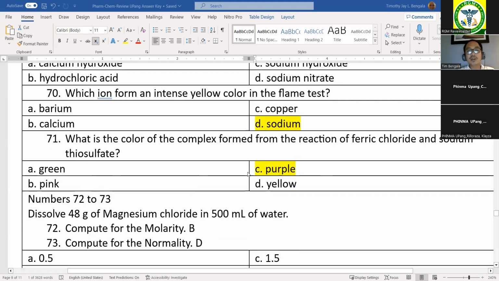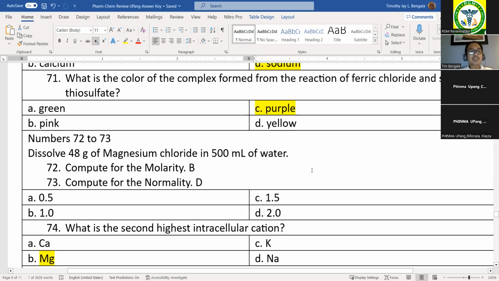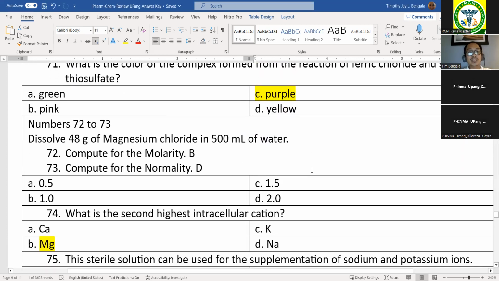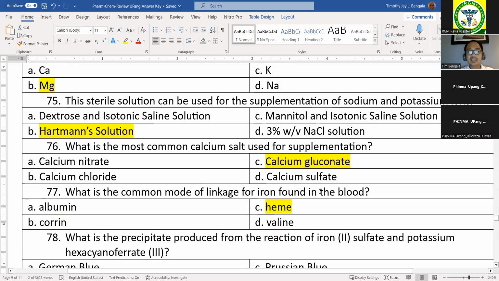So what is the color formed from the reaction of ferric chloride and sodium thiosulfate? Ito yung dithiosulfato complex. This is yung purple complex. So kay ferric chloride, merong pula, which is yung thiocyanate. Saka thiosulfate naman, purple. So next, for 72 to 73, ulit ang practice ng pagsosolve. So wala ulit yung magnesium chloride na molecular weight. So wala natin tignan.